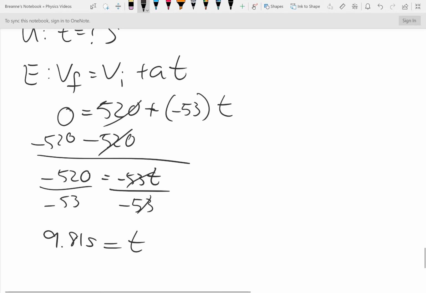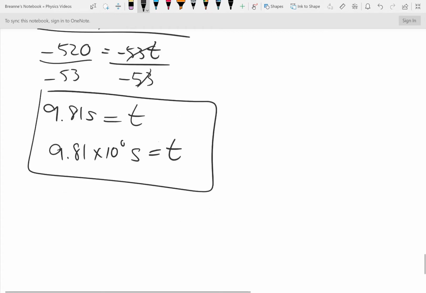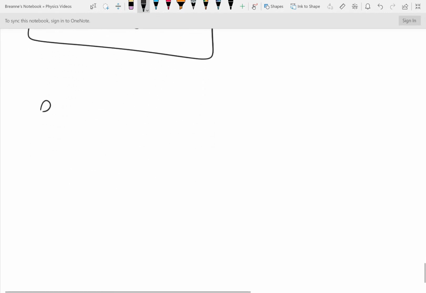You plug that into your handy dandy calculator and you're left with 9.81 seconds. Putting that into your scientific notation, you get 9.81 times 10 to the 0 because you didn't have to move the decimal. There was already one number in front of it. So that's part B. Part A.